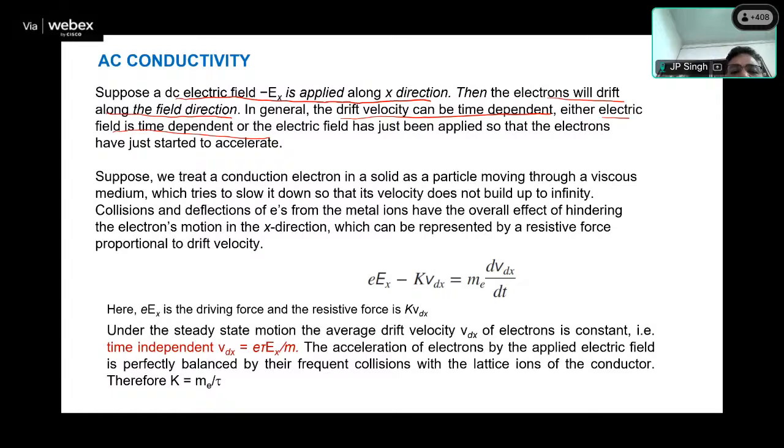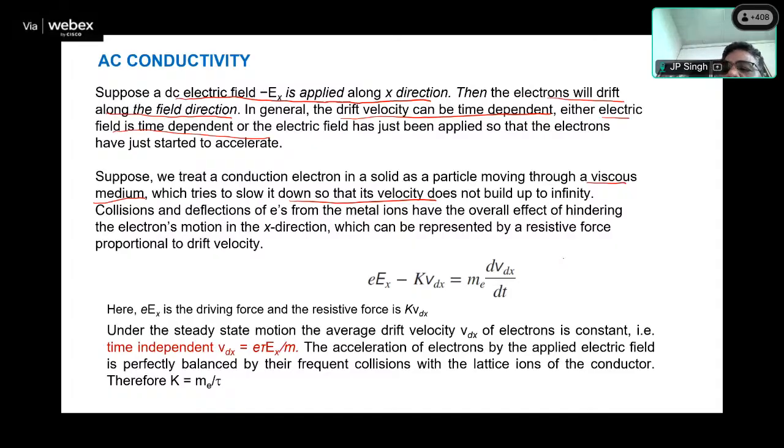Now we'll try to get some formulation when we have a time dependent electric field. Before that, we'll discuss one case. Conduction electrons are moving in a solid, and we can think of the solid as some kind of viscous medium. Because of the scattering events, the medium is slowing down the drift velocity, and because scatterings are there, my velocity is not going to build up to infinity.